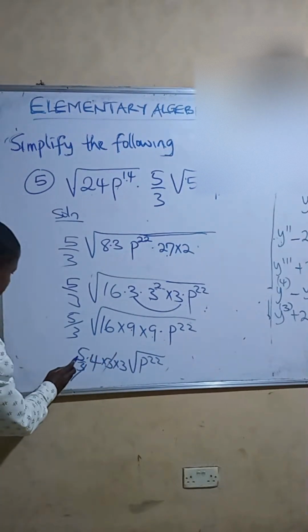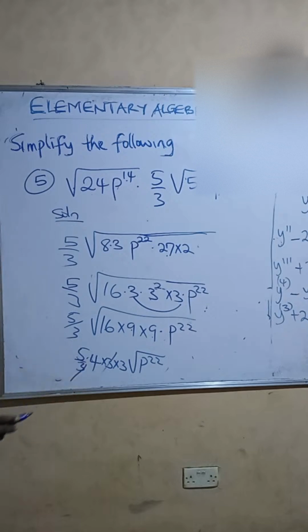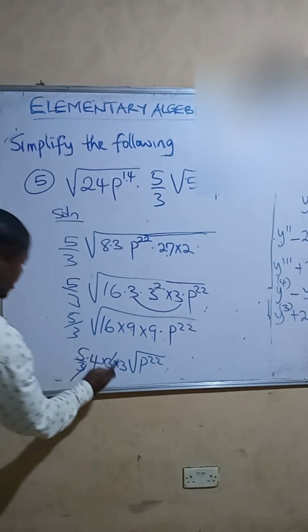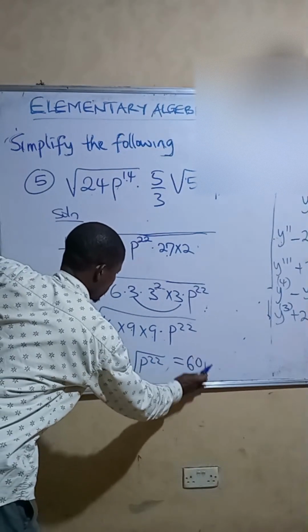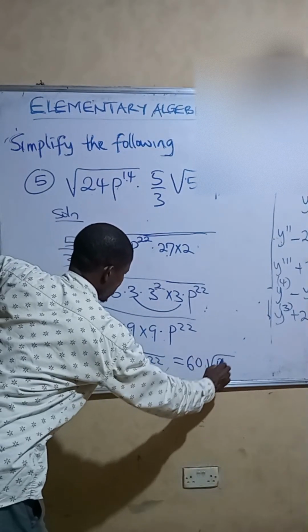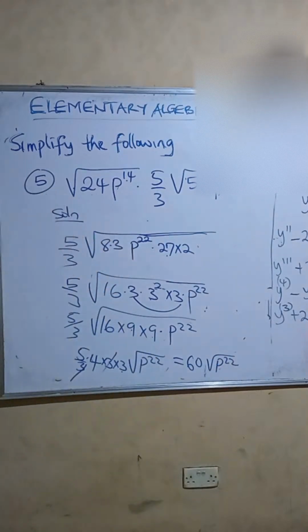So these 3 we cancel. So we have 5 times 4. That's 20, times 3, that's 60. P, square root of what? Square root of P22. So that's all we have for that case. Okay. That's that for that case.